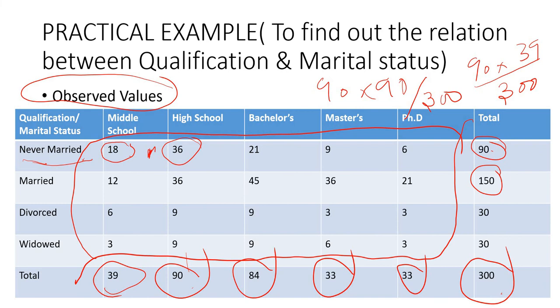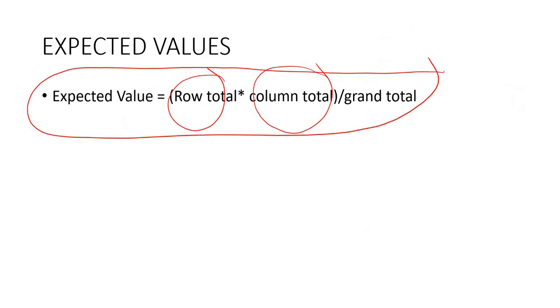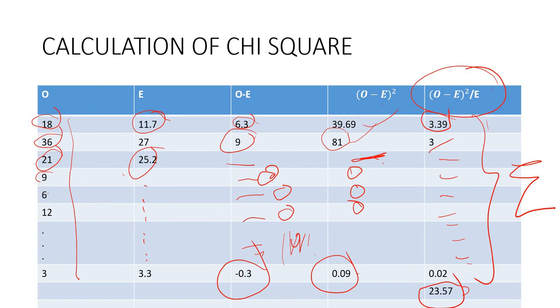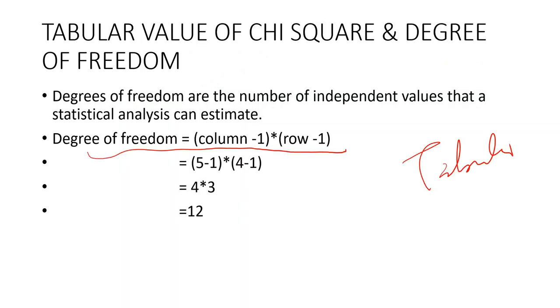See, in the data, what is the number of rows here? It is 4 rows and 5 columns you have. So you understood that we use that formula for the degree of freedom: column minus 1 into row minus 1, that is 5 minus 1 into 4 minus 1, that is 4 into 3, it is 12. 12 is the degree of freedom.